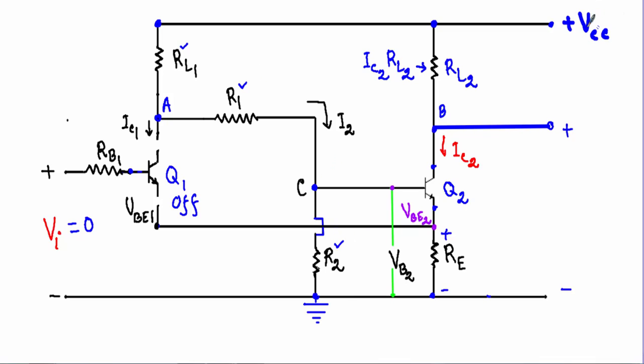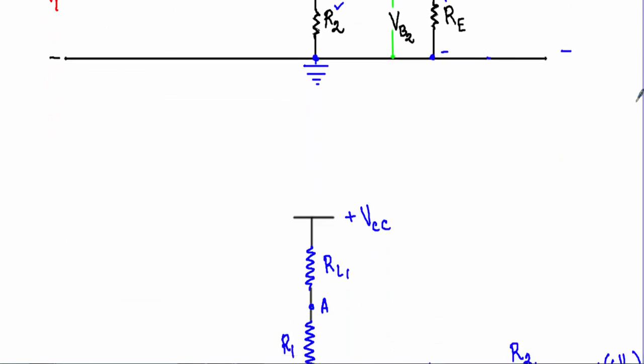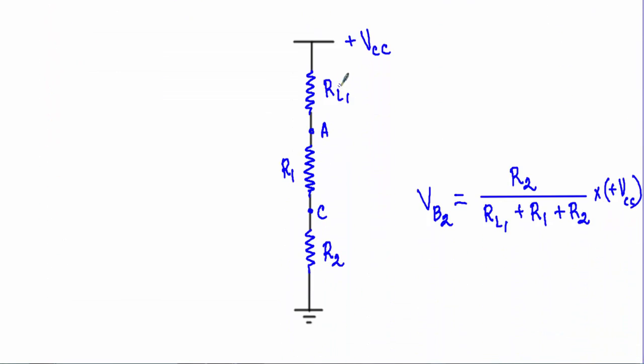The portion of this plus VCC that is dropped across this R2 will be our VB2, and this VB2 will be used to bias the base emitter junction of this transistor Q2. This RL1, R1 and R2 form a voltage divider circuit. As the resistors RL1, R1 and R2 are connected in series, I can form a voltage divider circuit like this, and at one end of the RL1 we are applying our plus VCC.